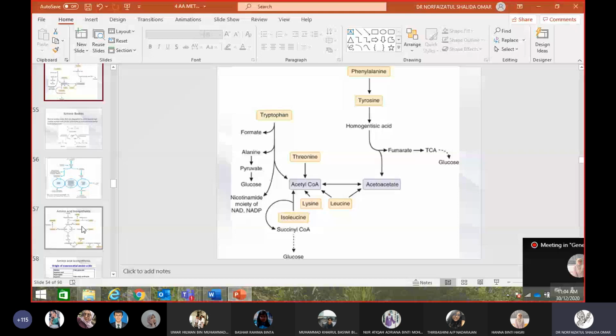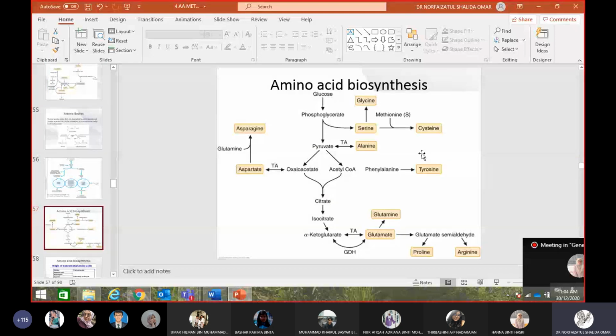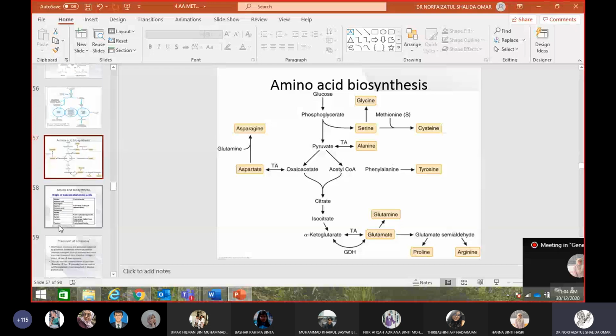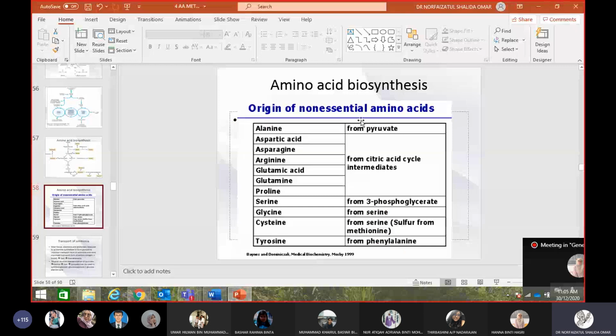Amino acid biosynthesis. Some amino acids have to be synthesized by our body. Like here, tyrosine is synthesized from phenylalanine, glutamine is synthesized from glutamate, and proline and arginine are also synthesized from glutamate semialdehyde. So all these are the origin of the non-essential amino acids, meaning that all these amino acids are produced by our body.